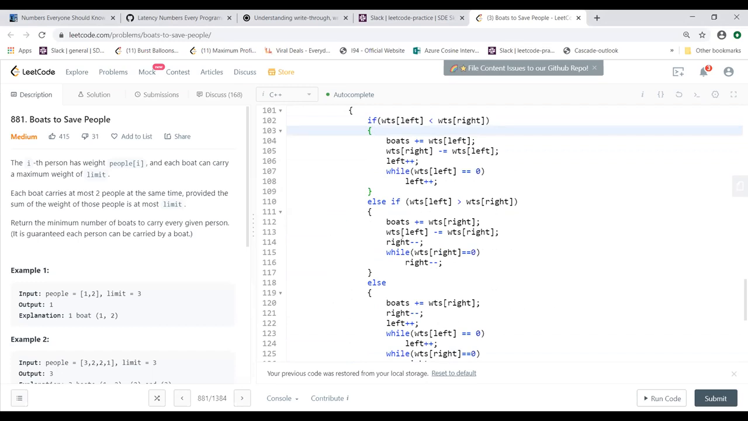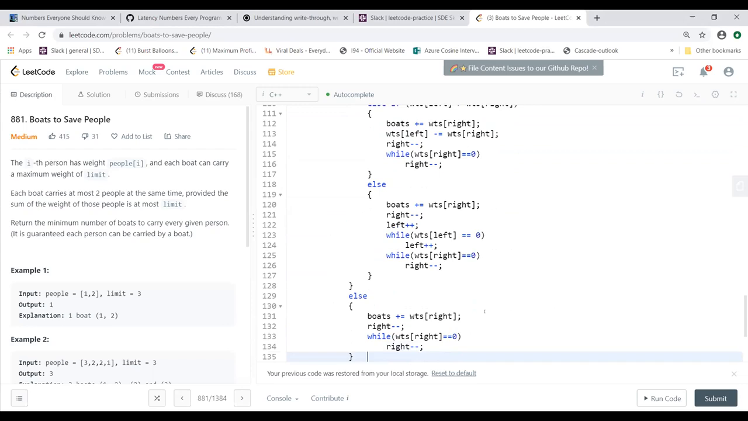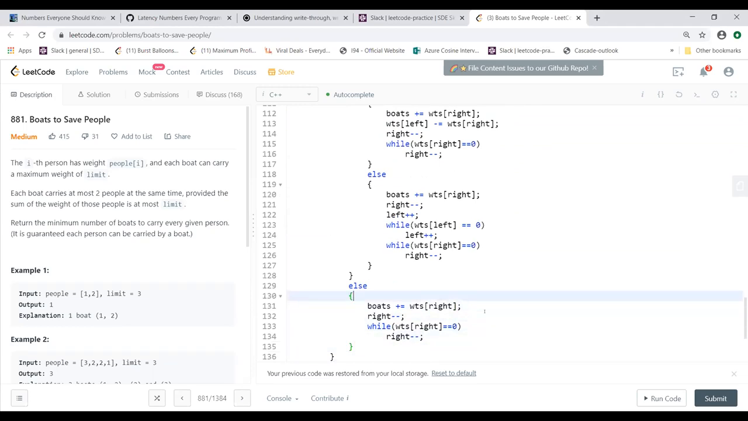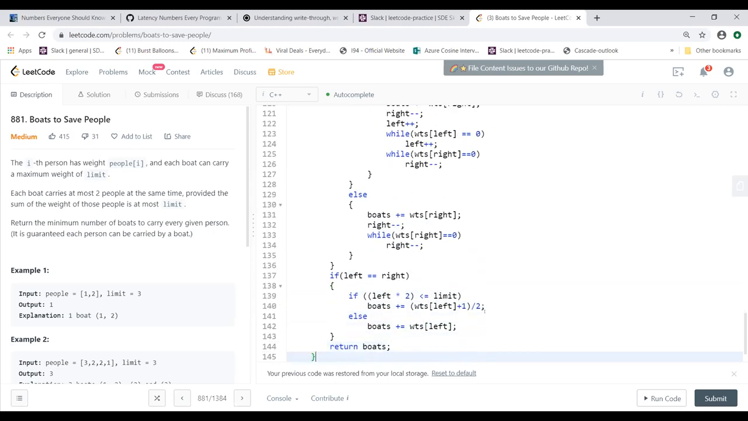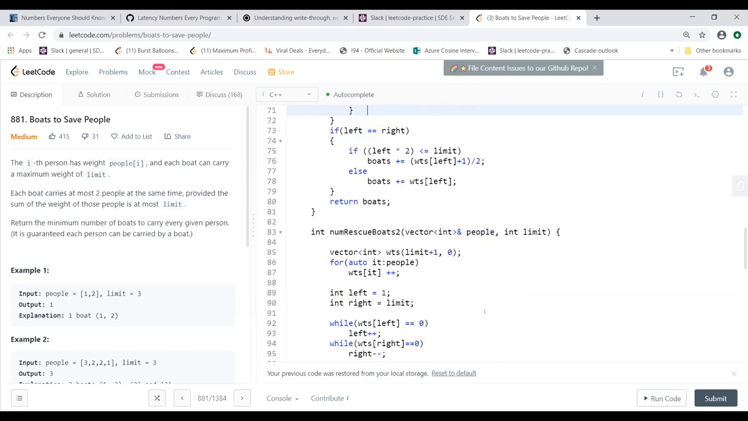Left is less than right, left is greater than right, and then if they are both the same. And here if it is greater than the limit, we just have to add the number of boats. And if they are equal at the end, we just have to take care of the even and odd length and add the boats if it's greater than the limit. Yeah. Okay.